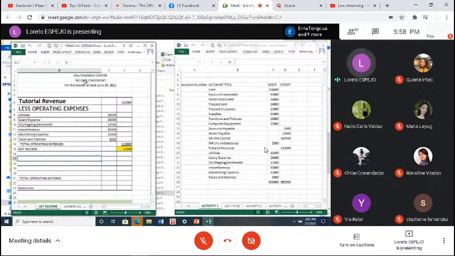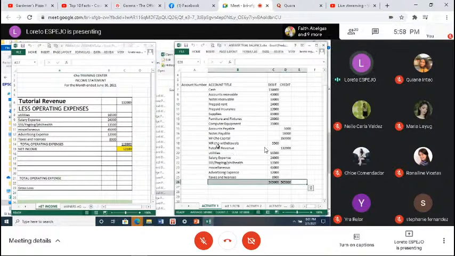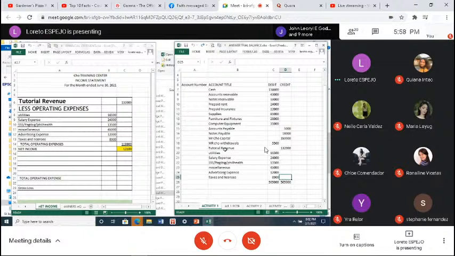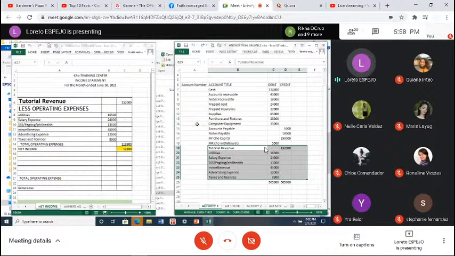So, ano po ba ang income statement? It's just revenue and expenses. So, titingnan mo lang yung revenue mo, ibabawas mo lang yung mga expenses, di ba? Ayan. So, all you need to do is to copy that one.